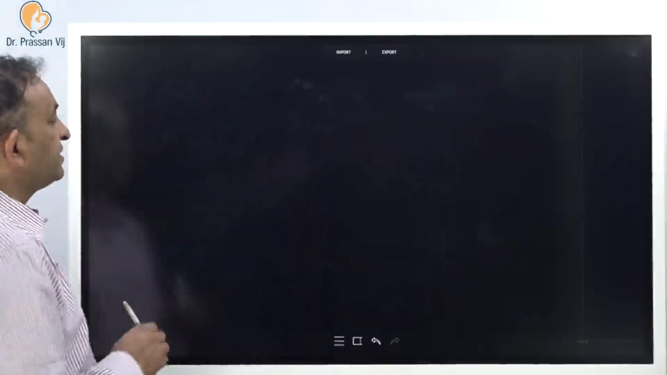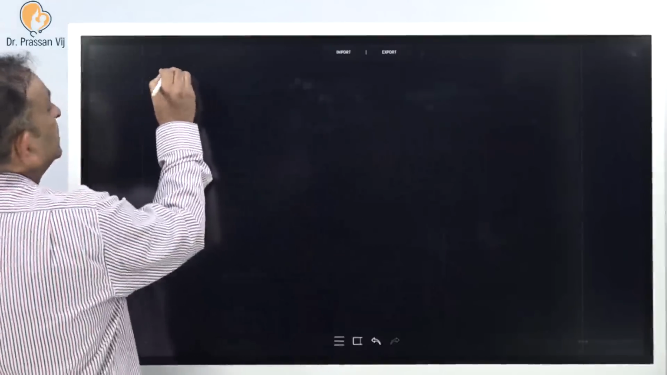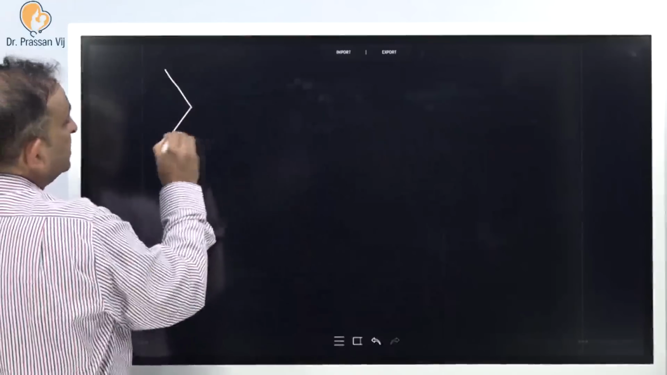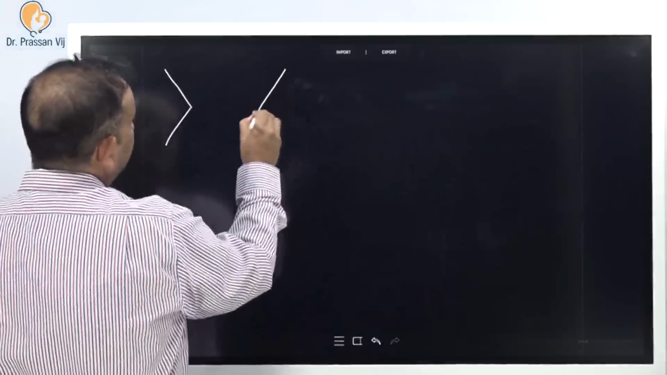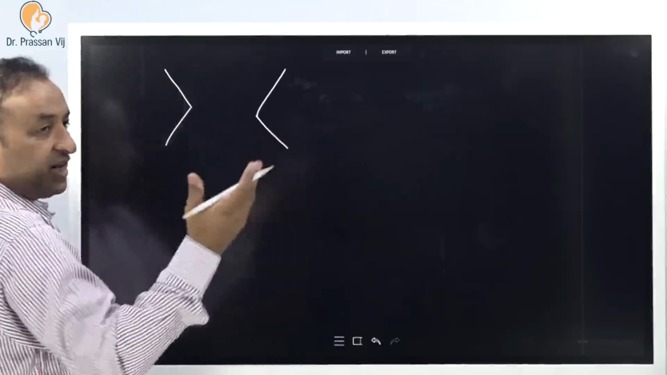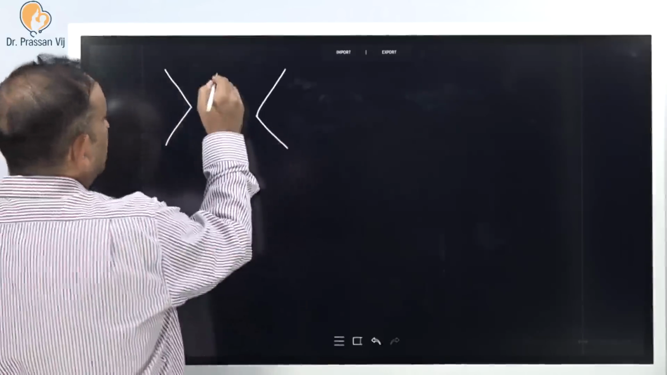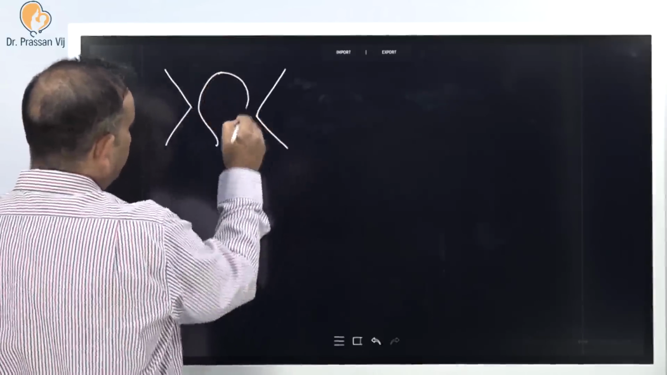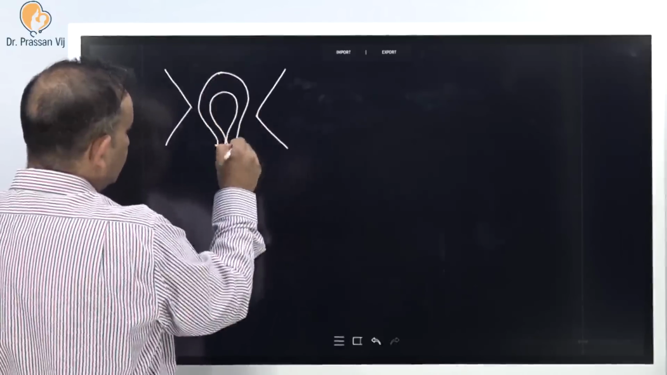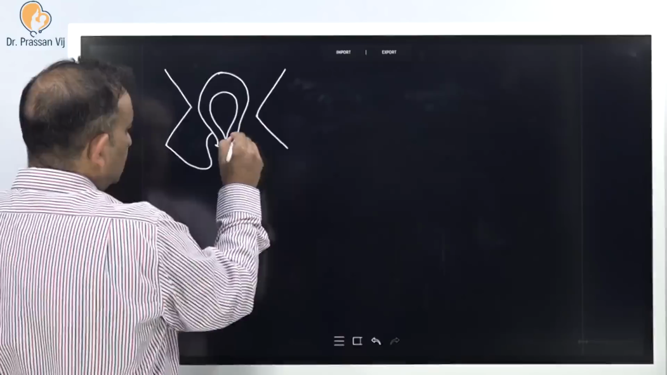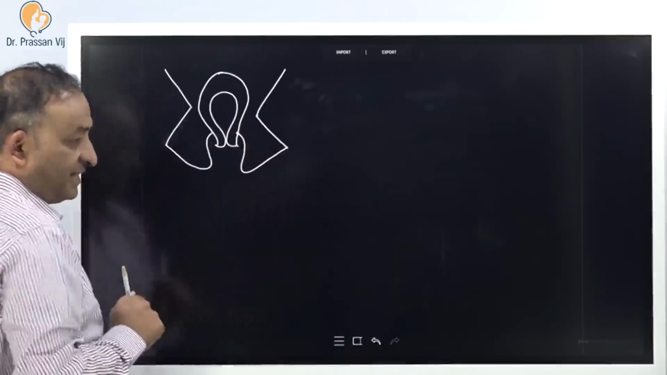So what is the staging of CA cervix? I'm going to write the staging of CA cervix because the staging is a good 1.5 to 2 pages in your big books. So let's see if I can show you here and try and make some sense of this complicated staging. CA cervix staging is regularly asked in the exams.